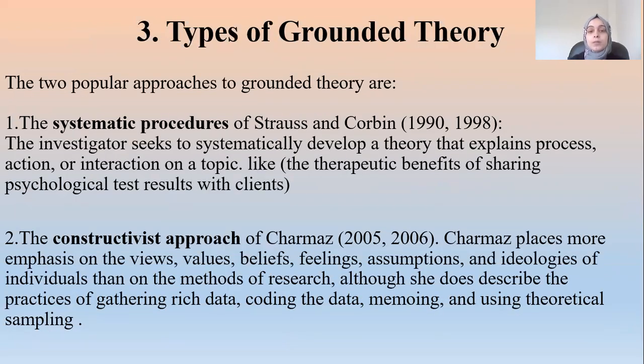Now we will talk about the types of grounded theory. There are two types of grounded theory. First one, the systematic procedures. The investigator seeks to systematically develop a theory that explains processes, actions, or interactions on a topic, such as the therapist's benefits of sharing psychological test results with the client.